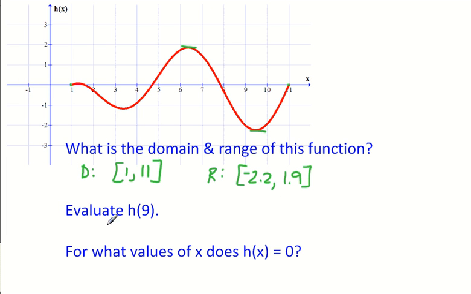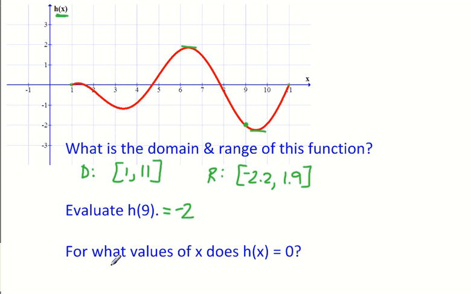All right, let's take a look at the next question. Evaluate h of 9. You'll notice up here there was a name for this function, h of x, and 9 is going to be my input. So I go along my x-axis, there's my input, and then I go right here and I can see that h of 9, if I input 9, my answer is -2.